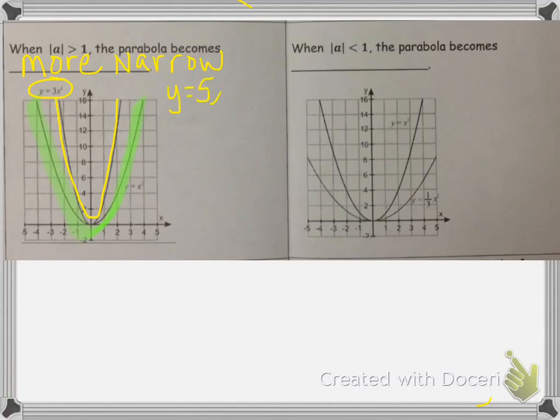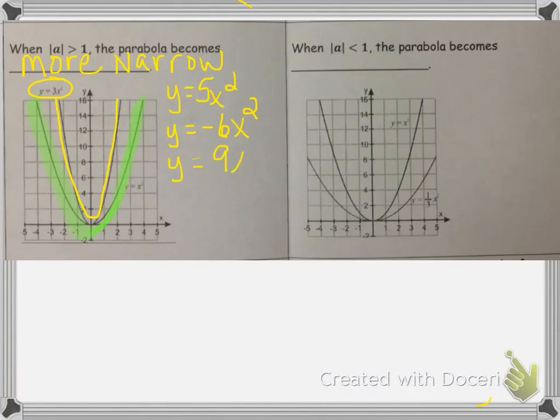Y equals 5x squared, because the value for a is 5, and 5 is greater than 1. Y equals negative 6x squared, and negative 6 is 6 units away from 0. So the absolute value of negative 6 is 6, and 6 is greater than 1. Therefore, it would be more narrow.